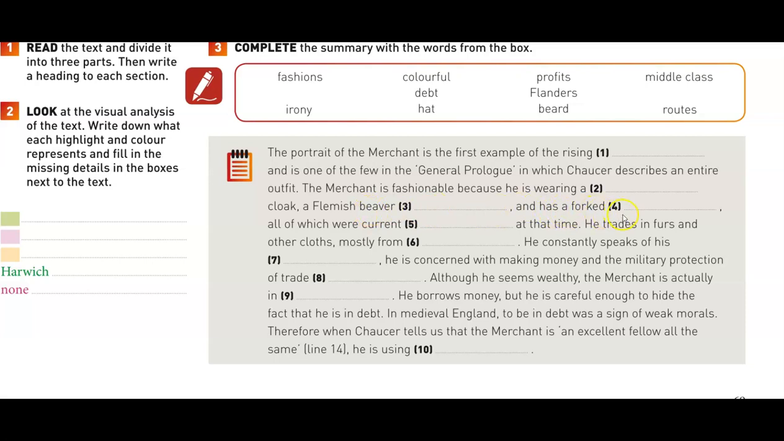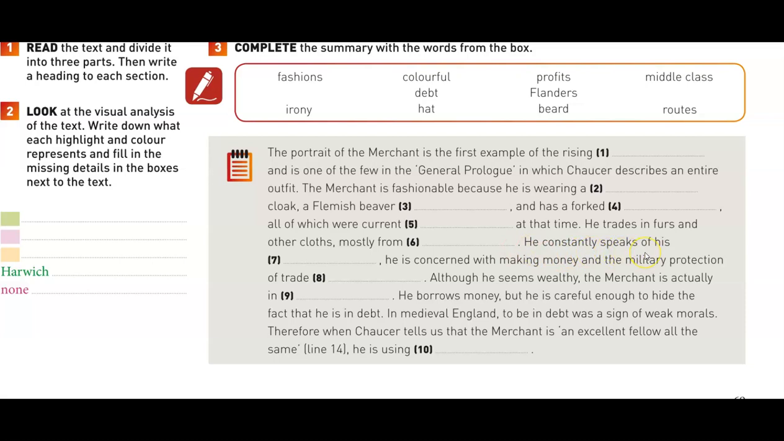He has a forked beard, una barba biforcuta, all of which were current fashions at the time, tutte mode attuali del tempo. He trades in furs and other clothes, mostly from Flanders, dalle Fiandre. I ask you to go and look where Flanders is, and I'll ask you during the oral test.